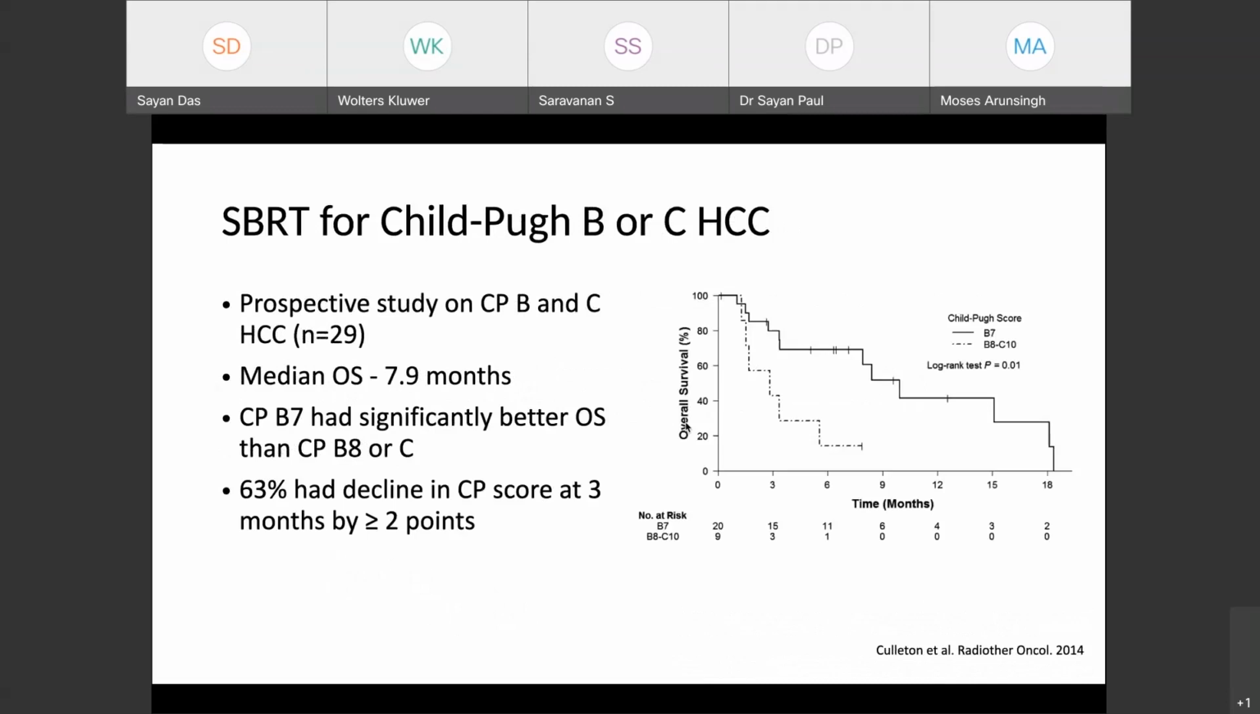As I said, it's mostly used for Child-Pugh A category patients. What about B or C? Well, there are several studies.